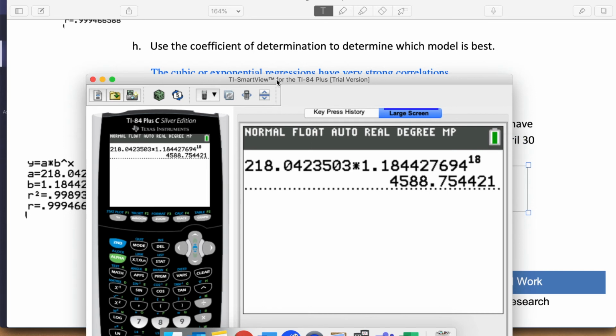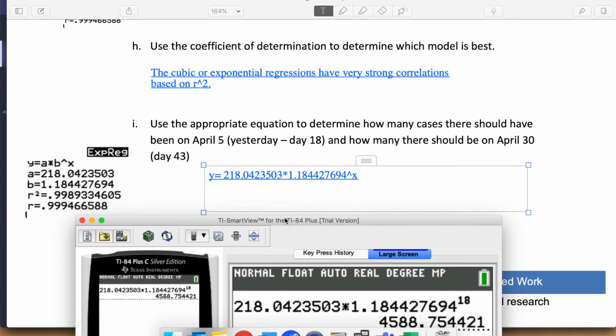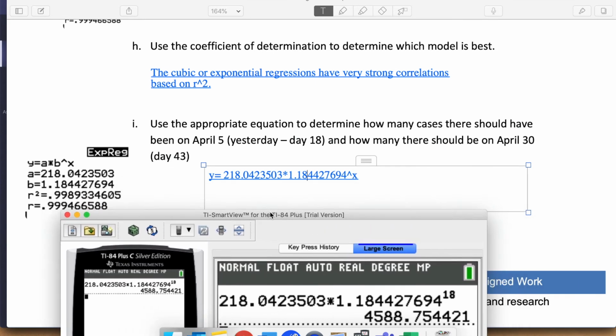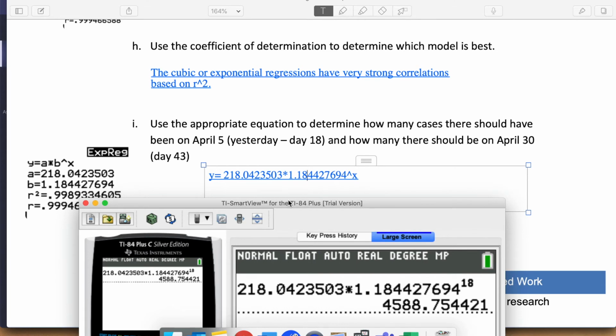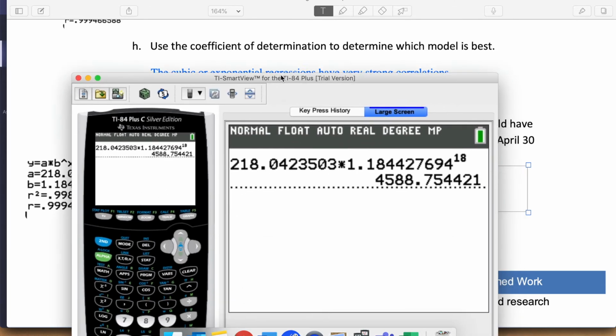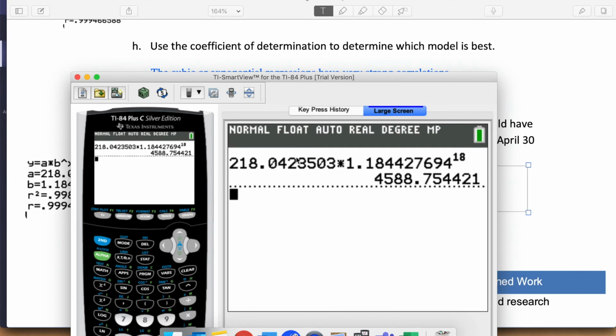And so what we get is 4,588, which is a pretty decent measure. If you compare that, I think yesterday we were at just over 4,000. So our model is a bit higher than what they've got based on this equation. So even today, I think we're at 4,300. So we're a fair bit above where we would see it.